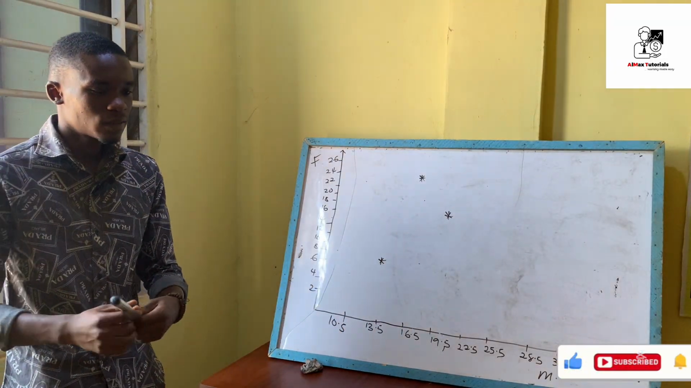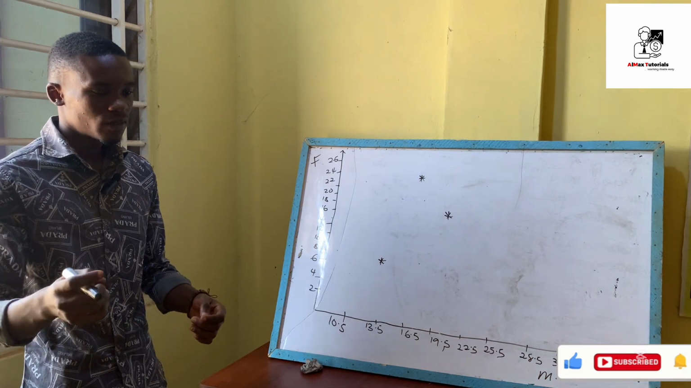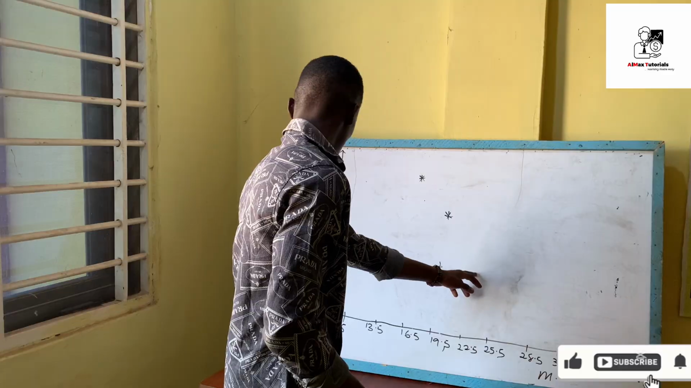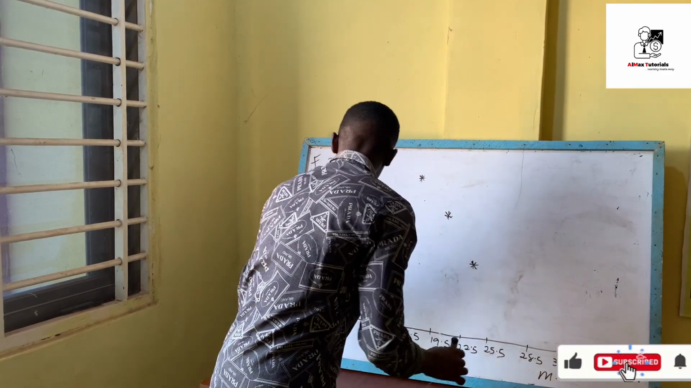And the next one is 18. The next one is 25.5, and its frequency is 8. So 25.5, its frequency is 8. We have 8, so for this one, there is no need to look for any in between.